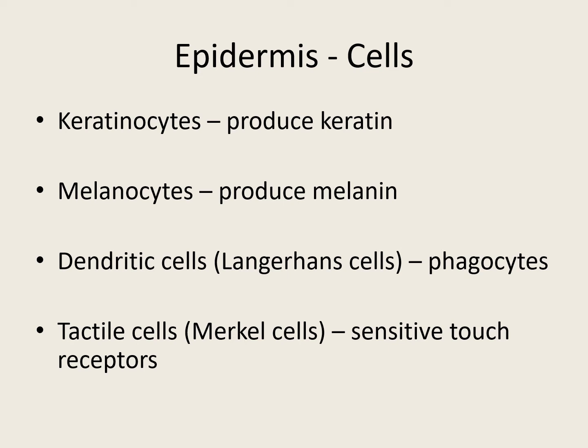If we look at the various cells that are present in the epidermis, you have keratinocytes, which produce keratin, and melanocytes, which produce melanin. That's going to be involved with determining skin color, and that's going to be mostly genetic, also with some environmental aspects to it. The Langerhans cells or dendritic cells, which are phagocytes, so that's going to be some of the protective cells. And the tactile or Merkel cells, which are some of your touch receptors.